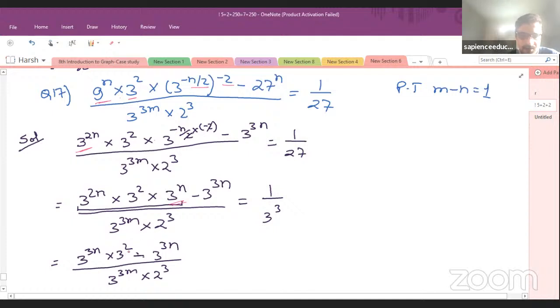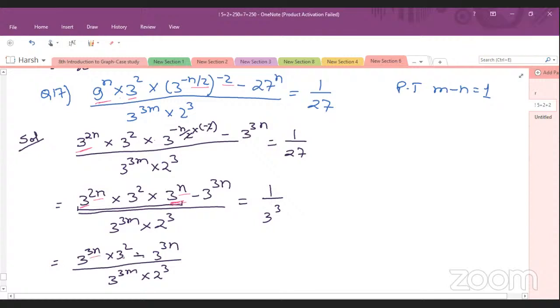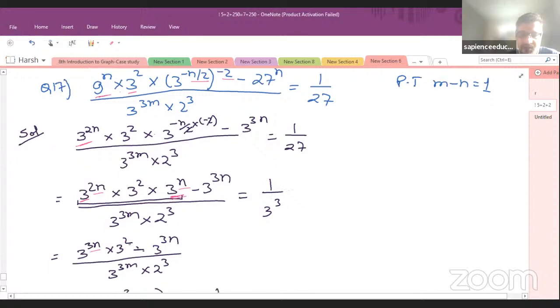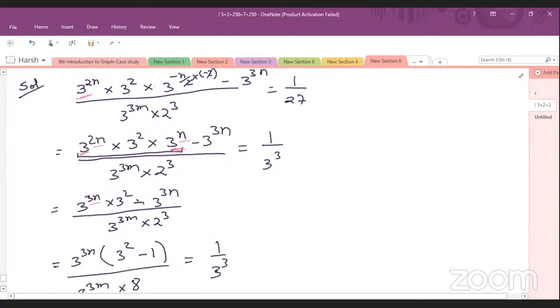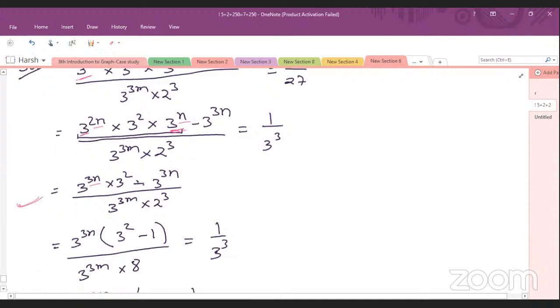Now this and this base is the same, so the powers will get added. So it will become 3 to the power 3n. So this becomes 3 to the power 3n into 3 square minus 3 to the power 3n, and the denominator again remains the same. Till this point, is it clear?